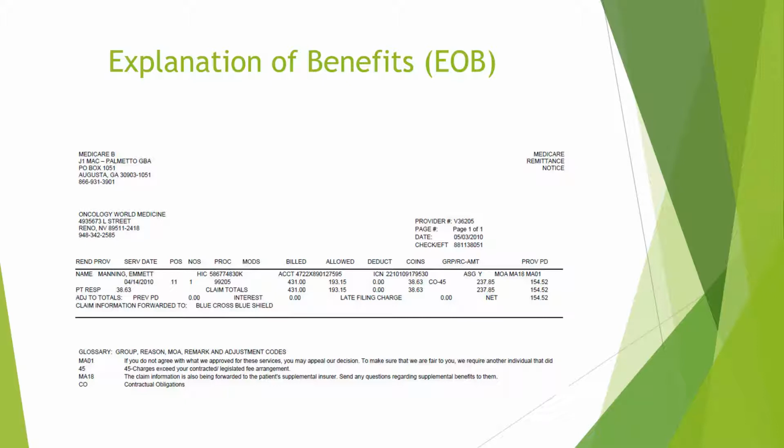So when we look at this claim, this was a Medicare B. And as we talked about before regarding insurances, Medicare sometimes will cross over a claim. And it looks like this is the case. When we look at the bottom, we see claim information was forwarded to Blue Cross Blue Shield. So that's who the patient should have listed as their secondary. Sometimes that might not always be the case.